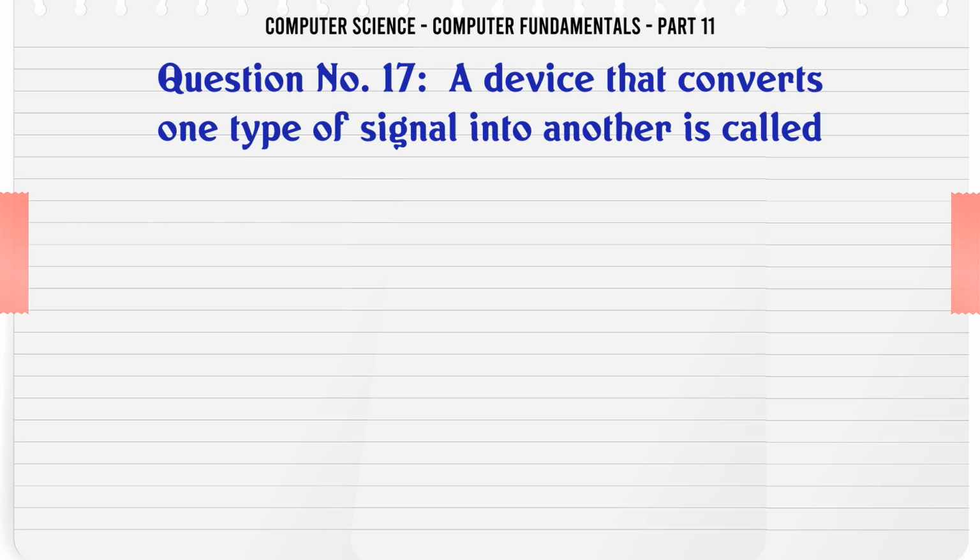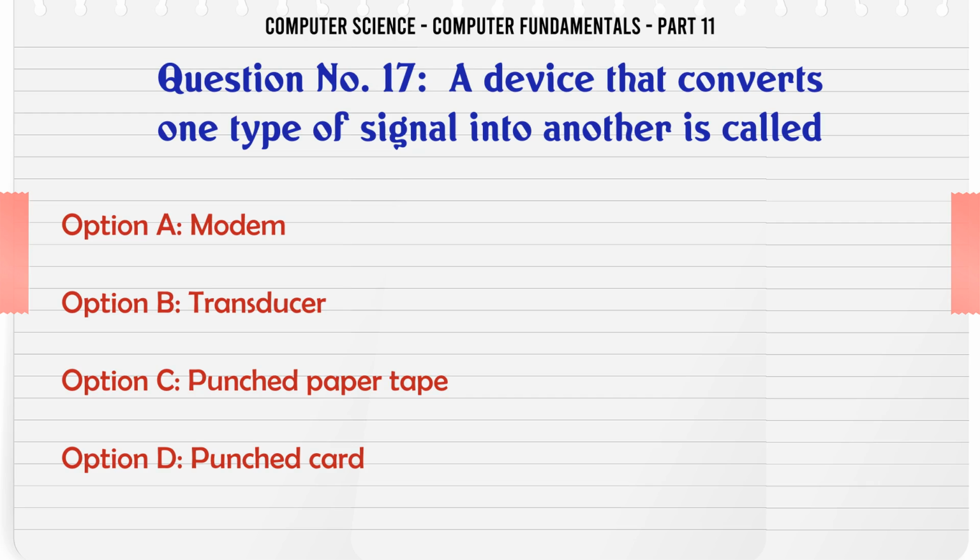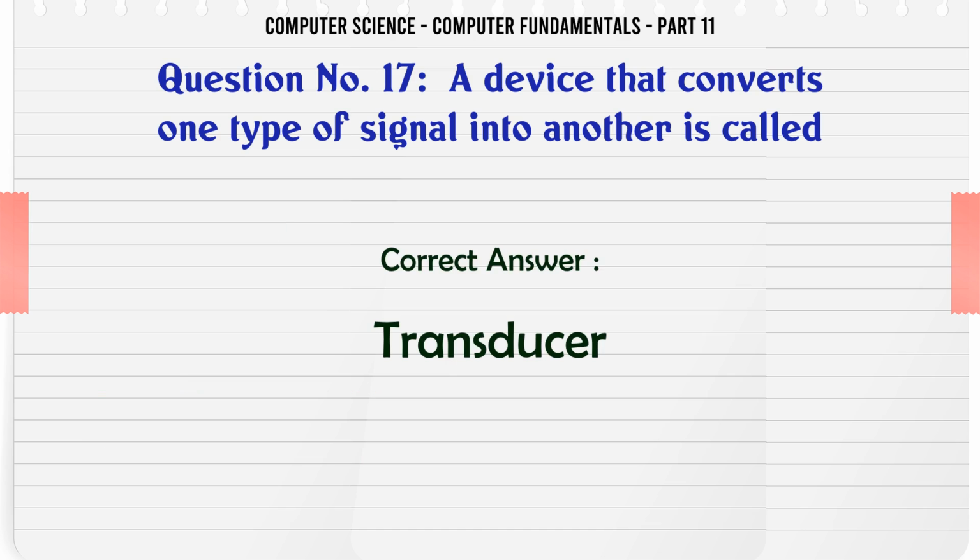A device that converts one type of signal into another is called A. Modem. B. Transducer. C. Punched paper tape. D. Punched card. The correct answer is transducer.